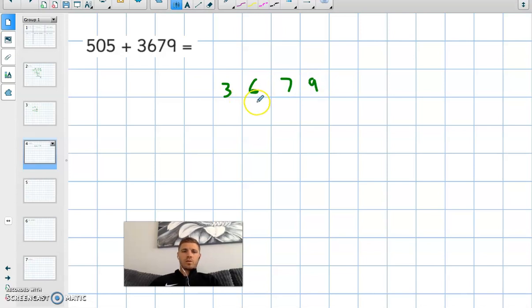Question 3. Adding 2 numbers together, I would recommend putting the big number on top in your formal method. And putting the smallest number below, just ensuring that all of these digits are in their correct place value. Otherwise you will get an incorrect answer. So 9 plus 5 is 14. Carry the 1 over. 7 plus 0 is 0. Plus the 1 is 8. 6 plus 5 is 11. And then 3 plus 1 is 4.